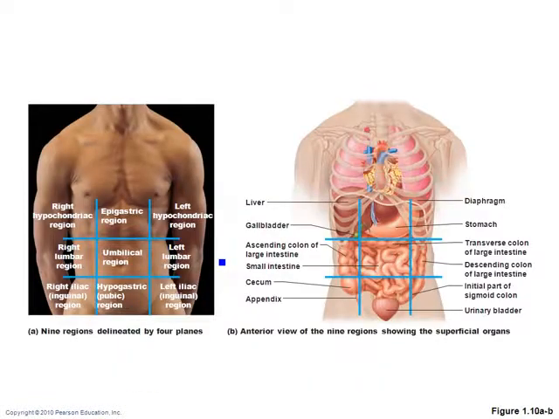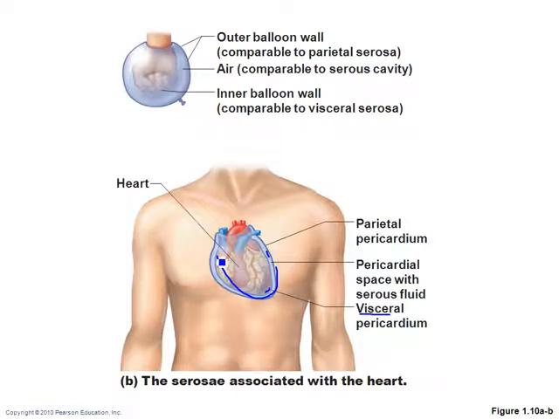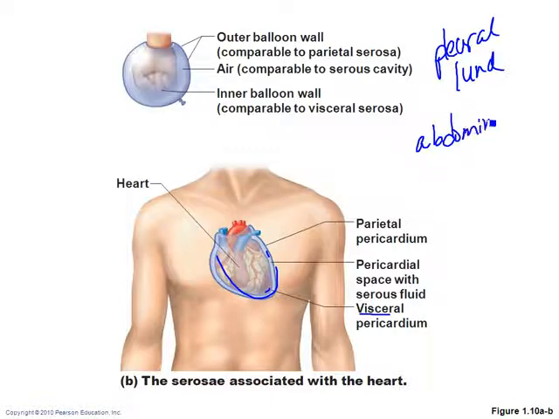Let me go back one more time. There's two more membranes you need to know, and those are that line the pleural cavity, which are the lungs, and the abdominal cavity. And when you talk about the abdominal cavity, it's called the peritoneum.